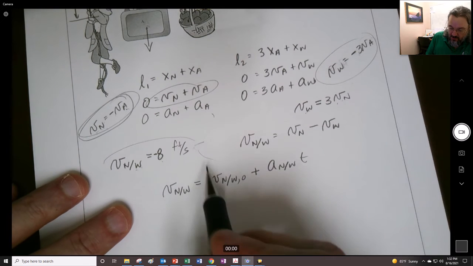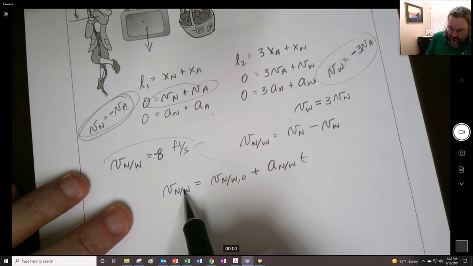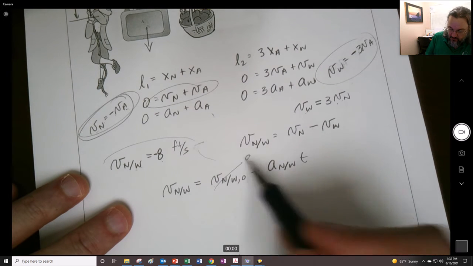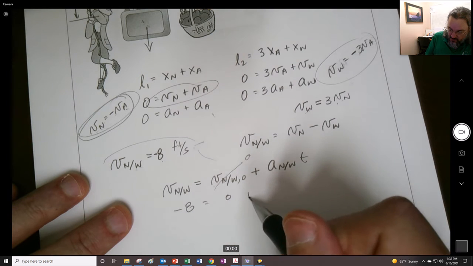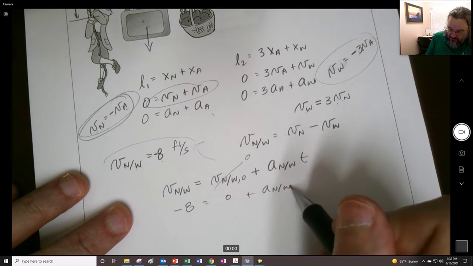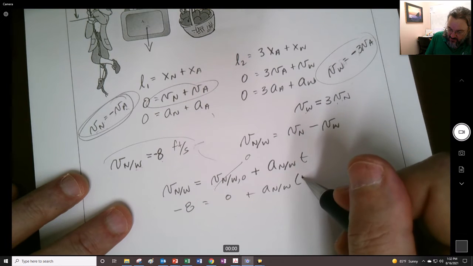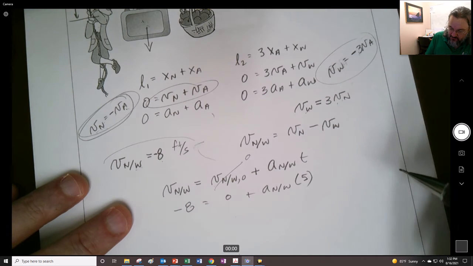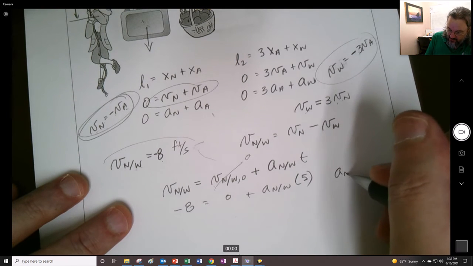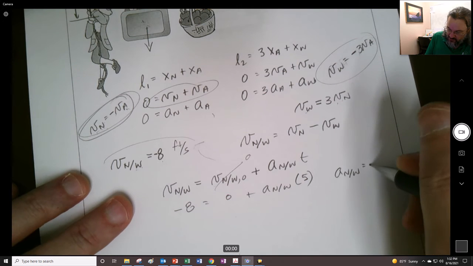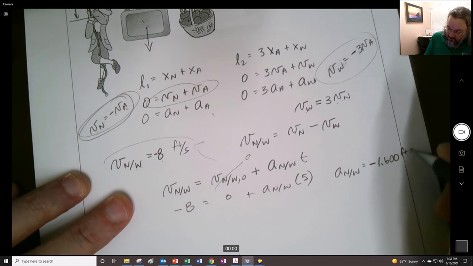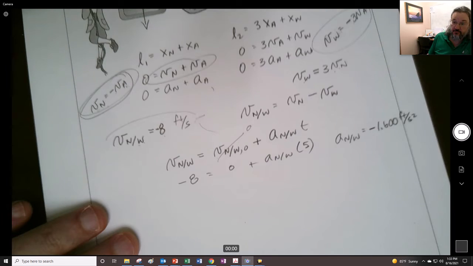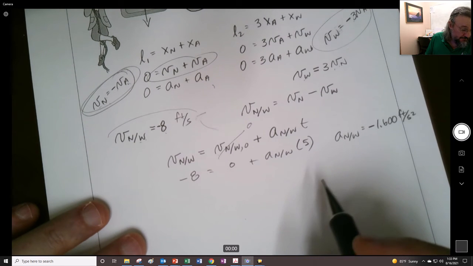So we know that this is -8. We know this is 0. So we could say this -8 is equal to 0 plus the acceleration of newt dog with respect to Wormy times 5 seconds. And what we end up finding is the acceleration of newt dog with respect to Wormy is equal to -1.600 feet per second squared.